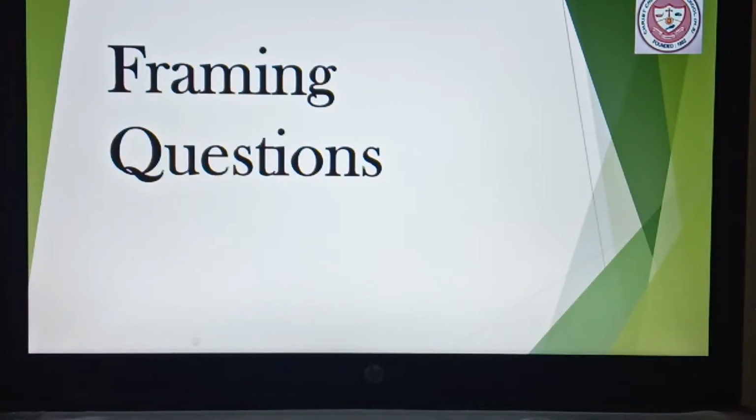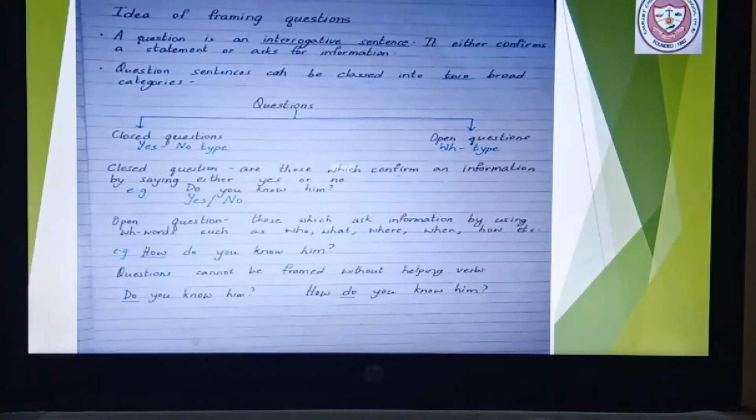The last chapter we're going to do today is framing questions. Here, what are questions? We all know. The idea of framing questions: we have done various types of sentences, and one among them was the interrogative sentence. So, what is a question? A question is an interrogative sentence.